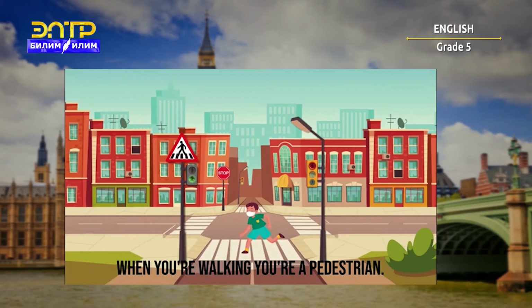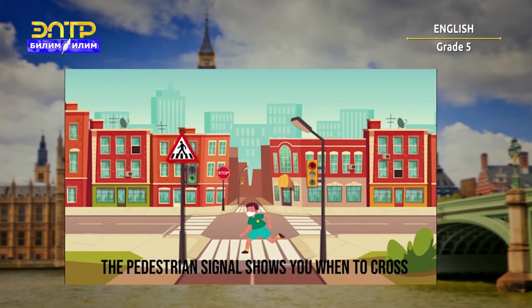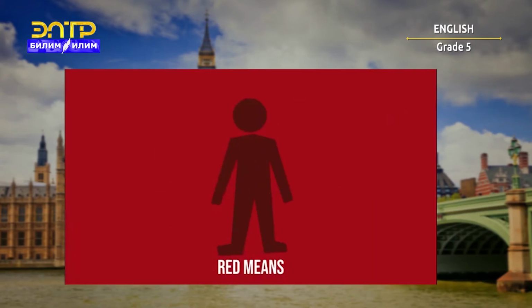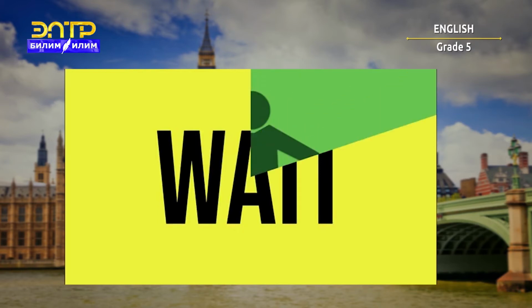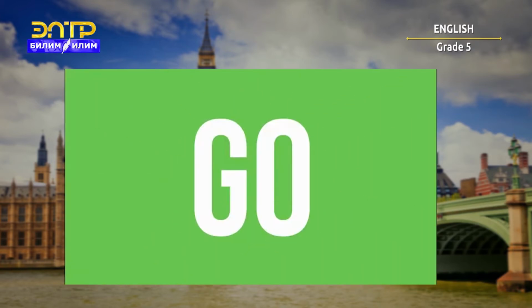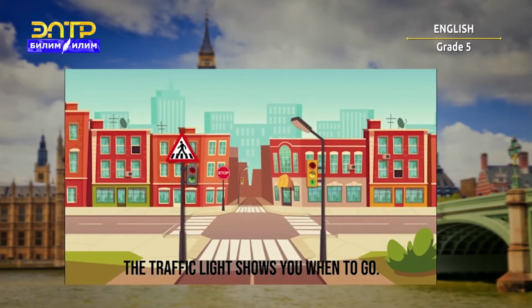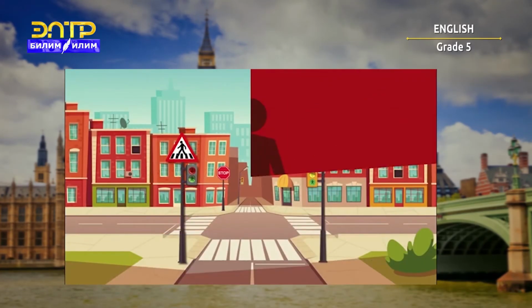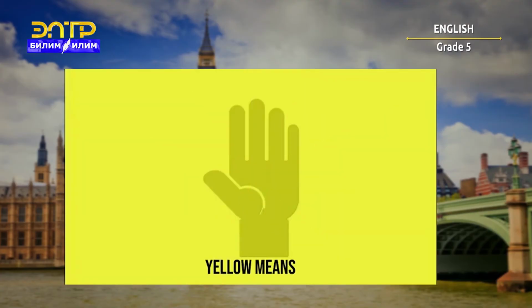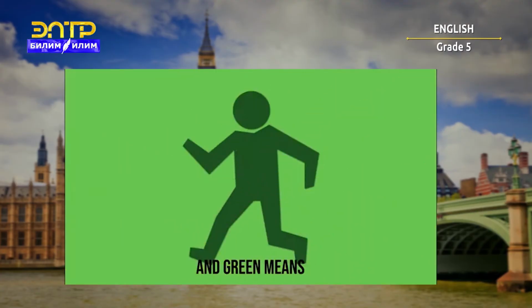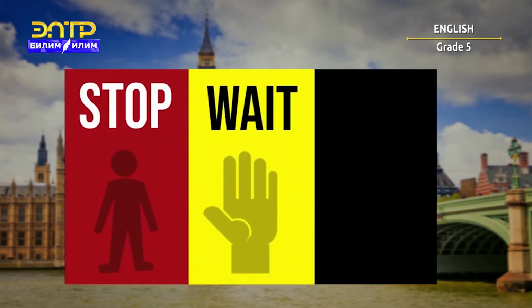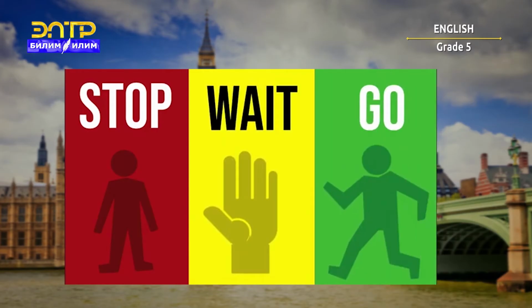When you're walking, you're a pedestrian. The pedestrian signal shows you when to cross. Red means stop, yellow means wait, and green means go. When you're driving, watch the traffic light. The traffic light shows you when to go. Red means stop, yellow means wait, and green means go.